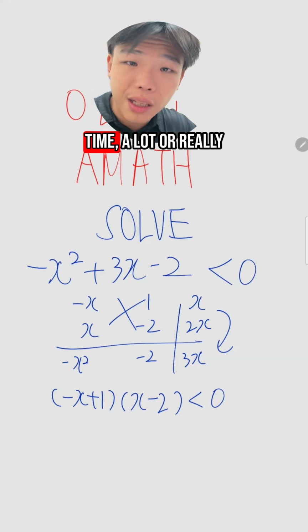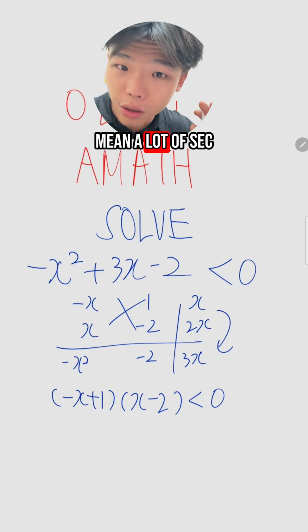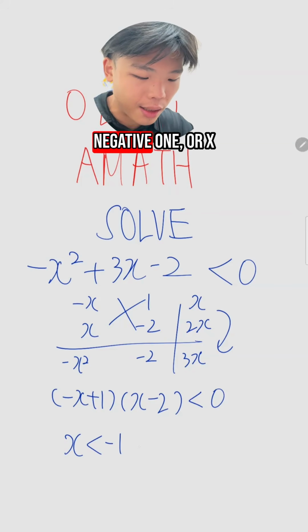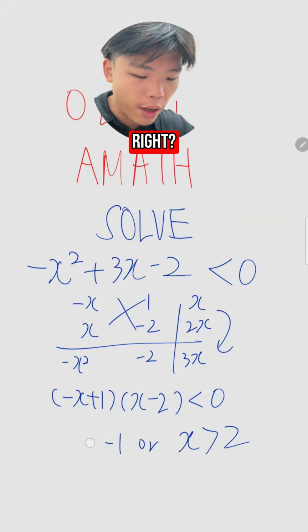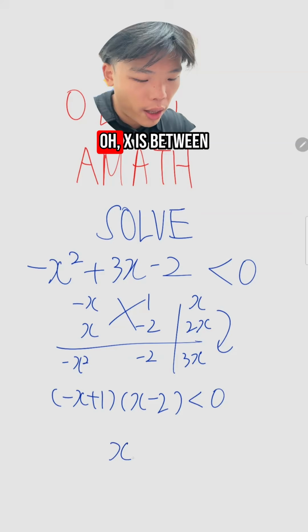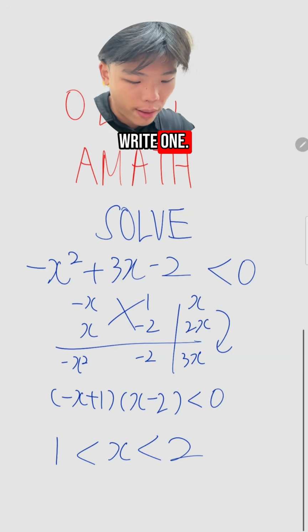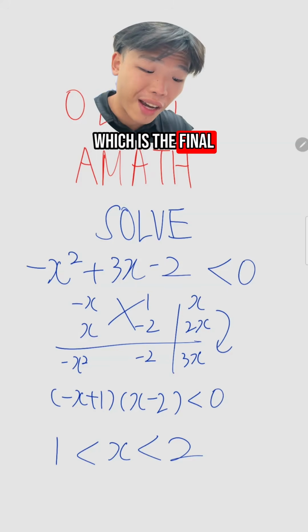But at this point of time, a lot of Sec 3 AMath students will automatically just say that, oh, x is lesser than negative 1 or x is bigger than 2, right? Or sometimes some students might even write, oh, x is between negative 1 and x is between 2, right? Or rather, they'll write 1. But how do we know exactly which is the final answer to this?